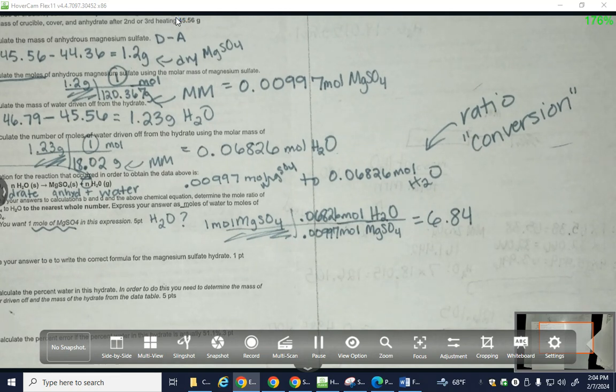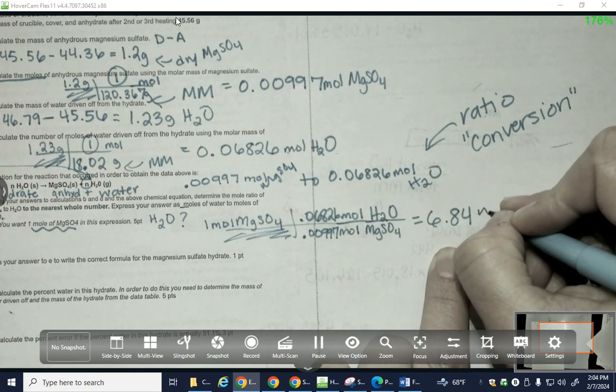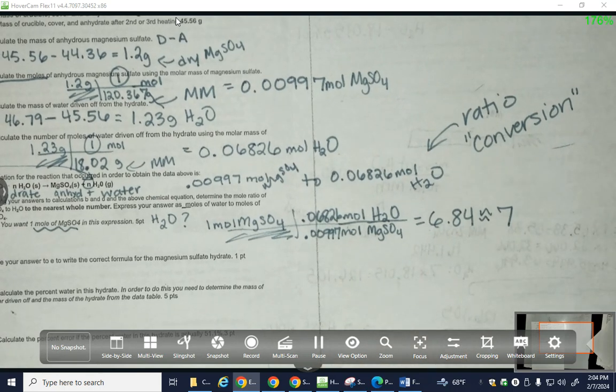On your lab page, it tells you that you have to round it, because when we've been balancing in the past, would we ever have 6.84 in front of something? No, we always had to have whole numbers. Even our hydrates, never did we have a decimal in any of our examples. They were all whole numbers. So we have to make that a whole number. We're going to see that again tomorrow or later for empirical formula. So what whole number would you round that to? A 7.